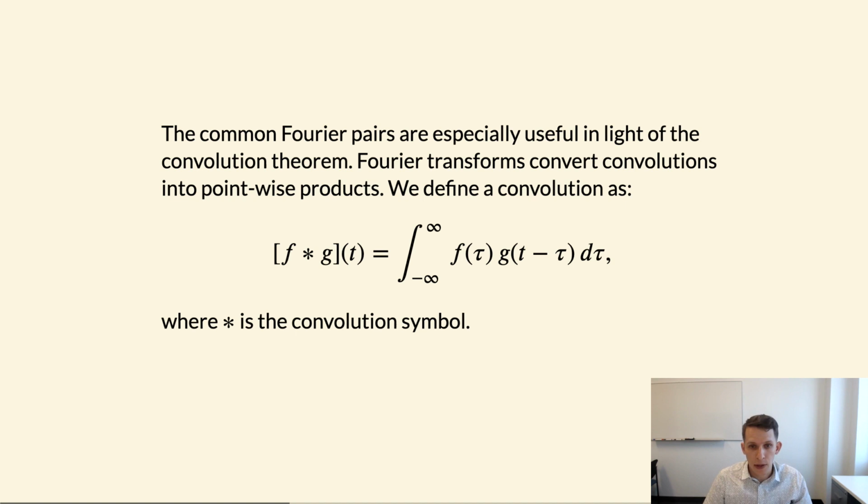The way to visualize this is that essentially you have two functions, and you're just going to slide them past each other, essentially taking the multiplicative product everywhere as they are slid past each other. Okay? That is what a convolution is.